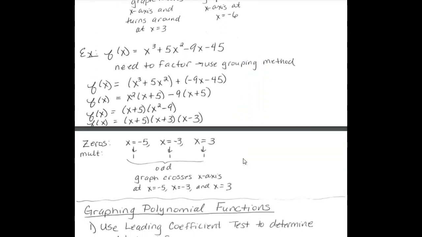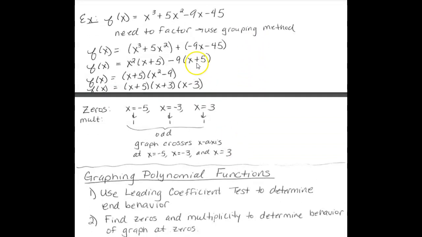This next example is not given in factored form. So in order to utilize our multiplicity rules and find our zeros, we have to factor it. Okay, so if it's not given factored, you will need to factor. In this example, you would need to factor using the grouping method. That is something you should know how to do already. So to use the grouping method, we take the first 2 terms and put them in a group, and then we take the second 2 terms and put them in a group.